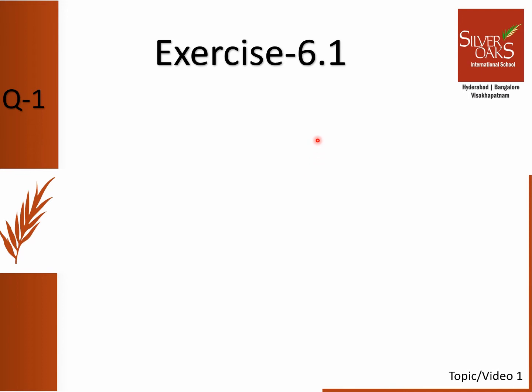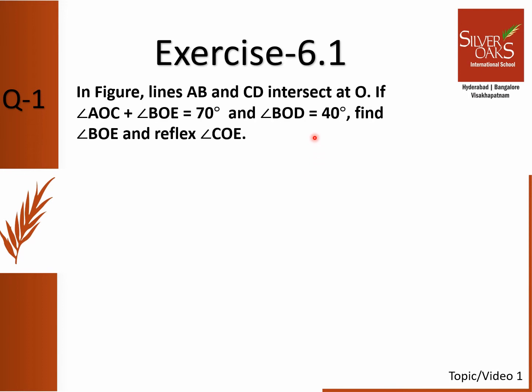Exercise 6.1. Go through question number 1. It says lines AB and CD intersect at O, and if angle AOC plus angle BOE is 70 degrees and angle BOD is 40 degrees, find angle BOE and reflex angle COE.